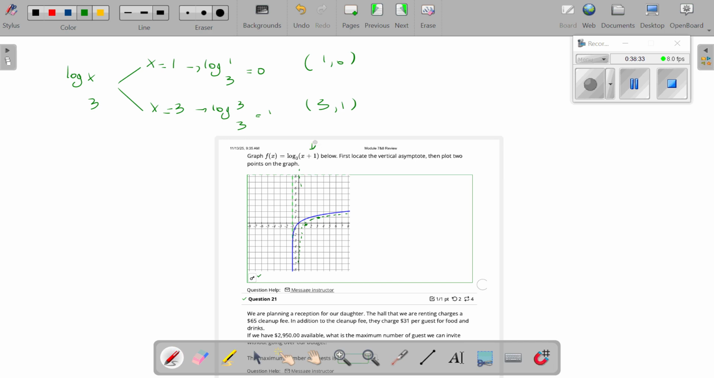But now what is happening here? This is moving the function left 1 because I have x plus 1. So left 1. So everything will be moved 1 to the left. The asymptote will be now at x equal to negative 1. And these 2 points will move 1 to the left. 1 and 0 will be at 0 and 0. 3 and 1 will be at 2 and 1. And this will be the graph of your function.